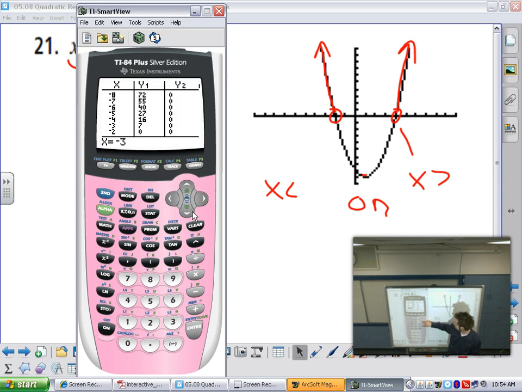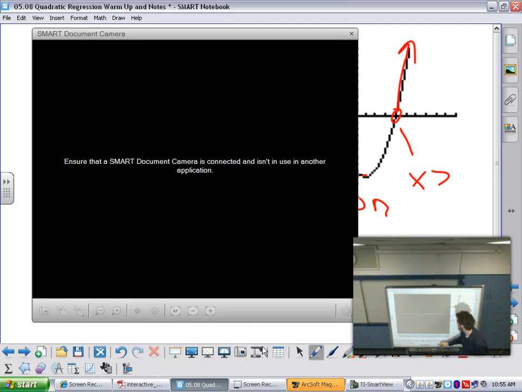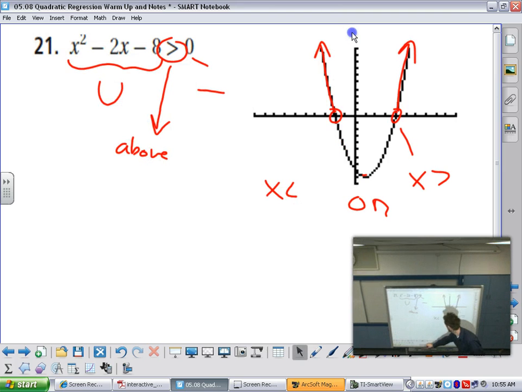Let's see. Look at this. Do you see where they tie right here? What value is that? Negative 2. -2. So, what is that? Oh, I did not mean to hit that. This is -2, and this is 4.